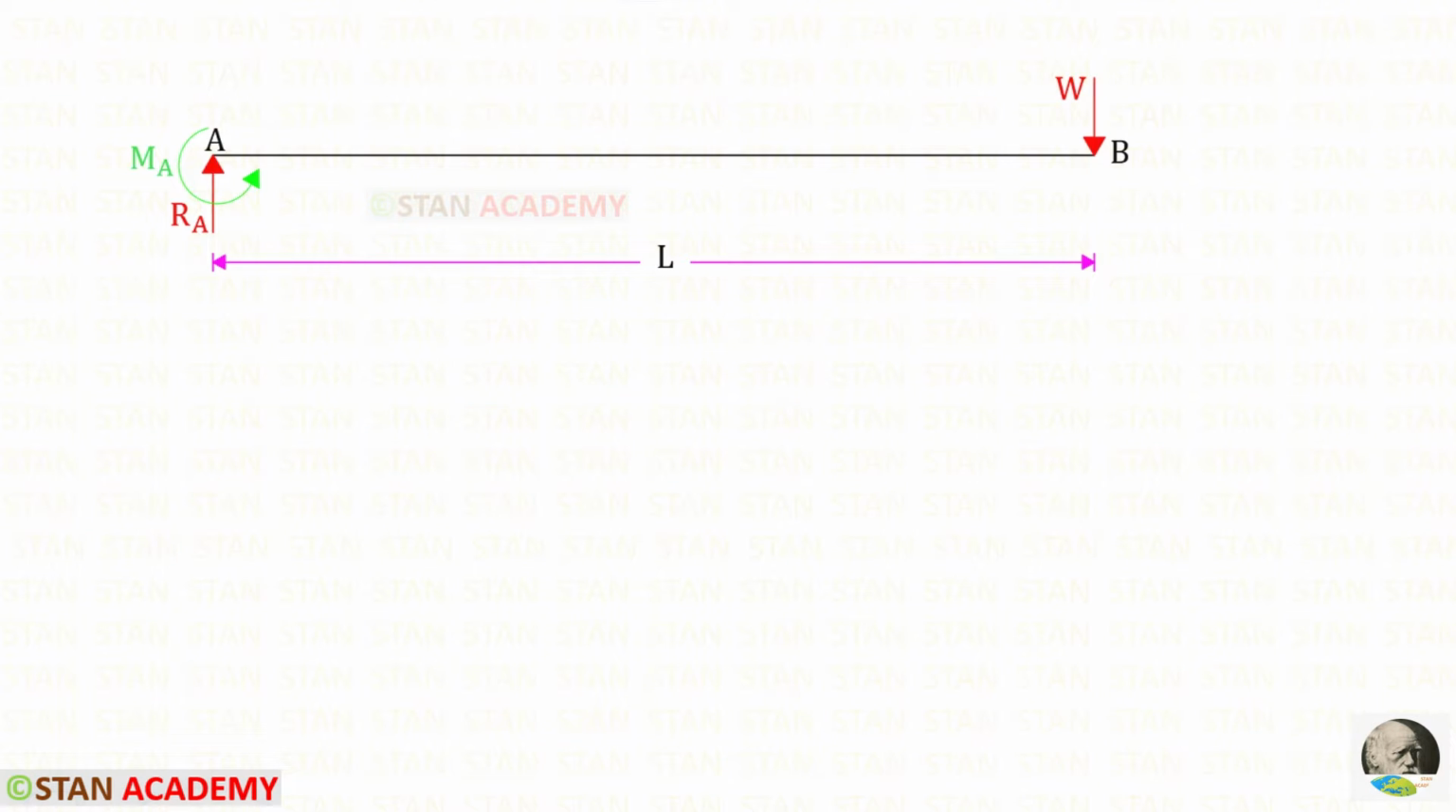Let us keep the vertical reaction as Ra and the moment as Ma. Let us apply the rule sigma V is equal to 0 and find Ra. Ra is acting upwards so it will be positive. W is acting downwards so it will be negative. For Ra, we will get W.